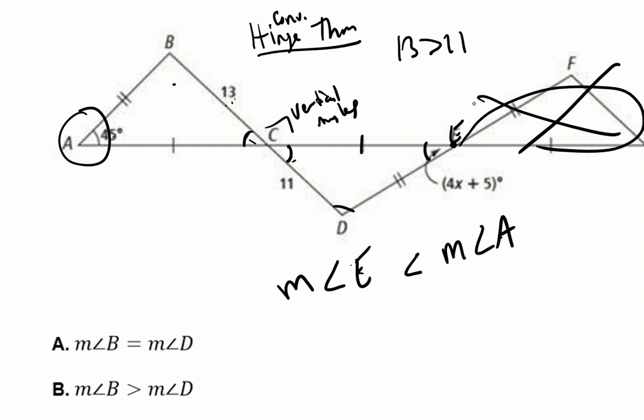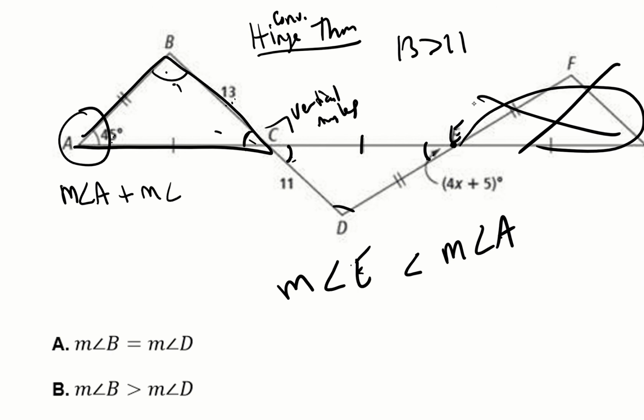Remember that in a triangle, all the angles add up to 180 degrees. So for this triangle here, let's go ahead and write the triangle angle sum theorem. Let's add the angles to 180. We have angle A, which we know is 45 degrees, plus angle B, which we do not know, and angle C, which we also do not know. I'll just call this angle C. And that has to add to 180.